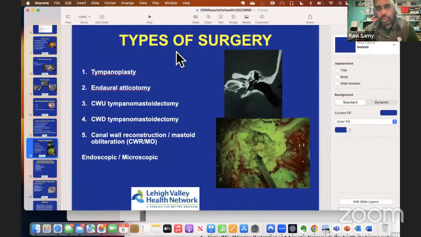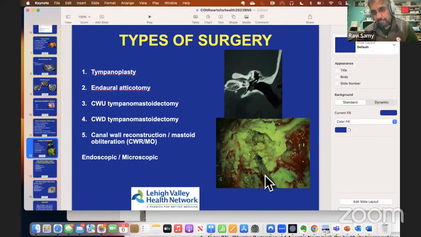So there's so many different types of surgeries that I can do, and I want to show you cholesteatoma. No two patients' cholesteatomas are alike. You can see a tiny little cholesteatoma here. That's very small, and for something this small, I can actually go through the ear canal, lift up the eardrum, and get that little cholesteatoma.